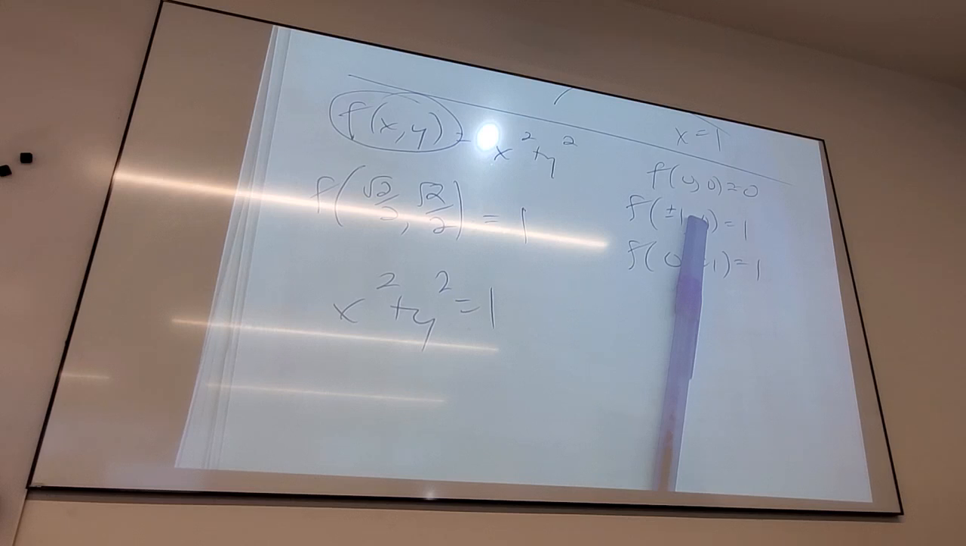I got to change my function. What was this? X squared plus y squared. There we go. Okay, that's perfect. Let me just put that there. Turn this on. Turn that off.